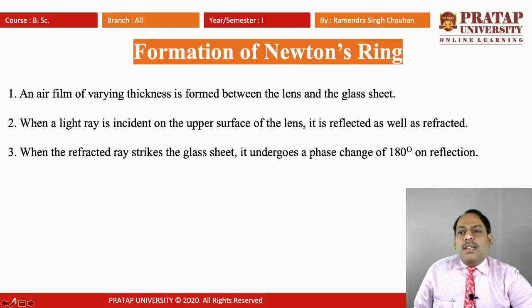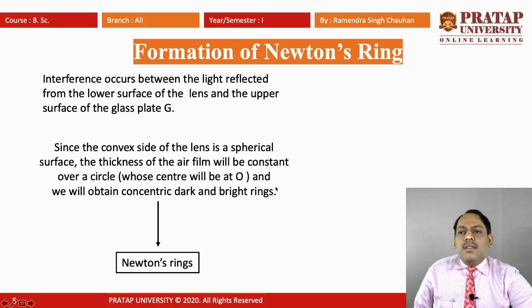Here are the key points. An air film of varying thickness is formed between the lens and the glass plate, as we have seen in the diagram. When a light ray is incident on the upper surface of the lens, it is reflected as well as refracted. When the refracted ray strikes the glass sheet, it undergoes a phase change of 180 degrees on reflection. So interference occurs between the light reflected from the lower surface of the lens and the upper surface of the glass plate.